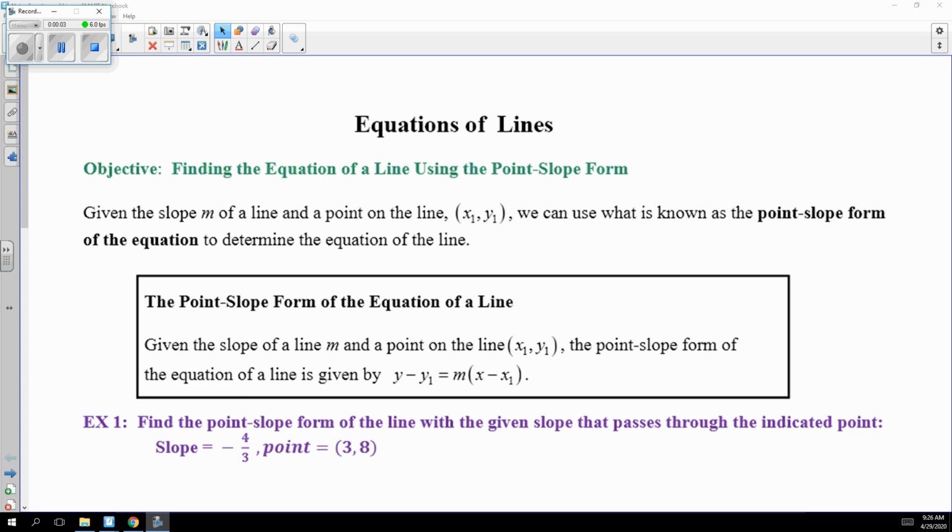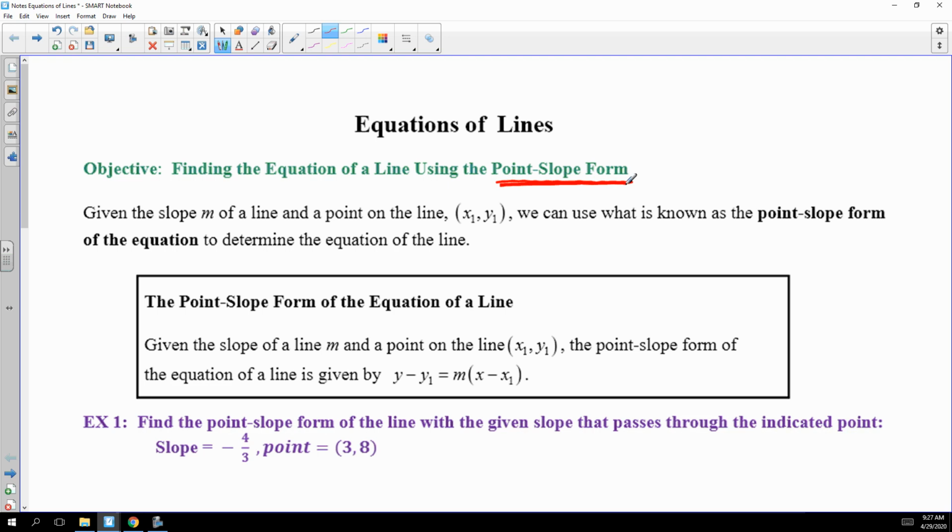Hi guys, today we're going to talk about writing equations of lines and different forms of equations of lines. We really have three different forms we're going to talk about. We're going to talk about point slope form, and again we'll talk about slope intercept form even though we've discussed it briefly already. And the last form we're going to talk about is standard form.